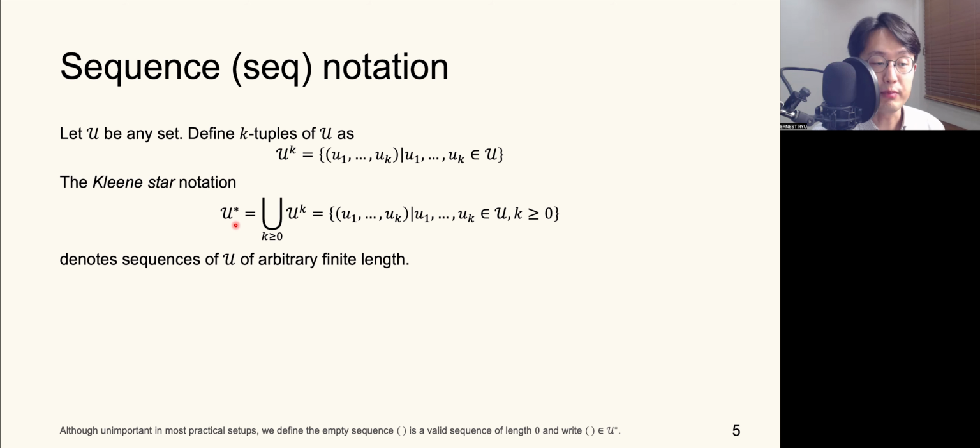Elements of U star can be of length 0. So the empty sequence is an element of this U star, Kleene star, set. And there is the requirement that the sequence length be finite. In the context of natural language processing and language modeling, we don't want to deal with infinite sequences. So the requirement that the sequence length is finite is exactly what we want.